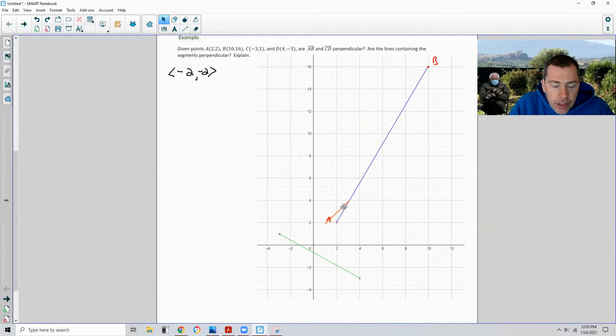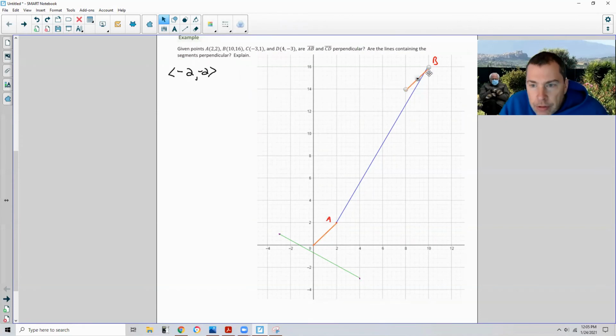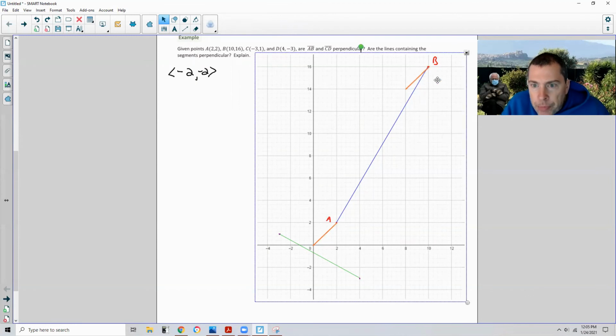And then if I move this, actually, I don't want to move it. I want to copy it. Just showing you the visual of this. And then if I put this at B, that will show us where to put our endpoint B. So if we're going to move it left 2, down 2, we're going to end up at the point (8, 14).